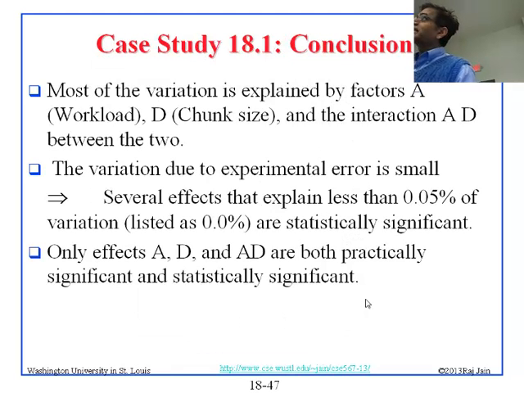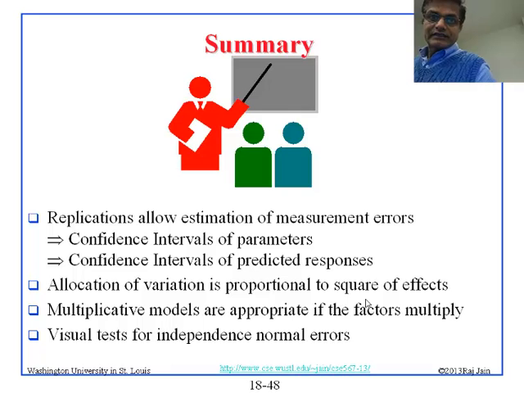Alright, so the conclusion is most of the variation is explained by A, D and AD. The variation due to experimental error is small, so that is one thing. Several effects explain less than 0.05% of the variation. Only AD is significant. Alright, that's it. That brings us to the end of this chapter.